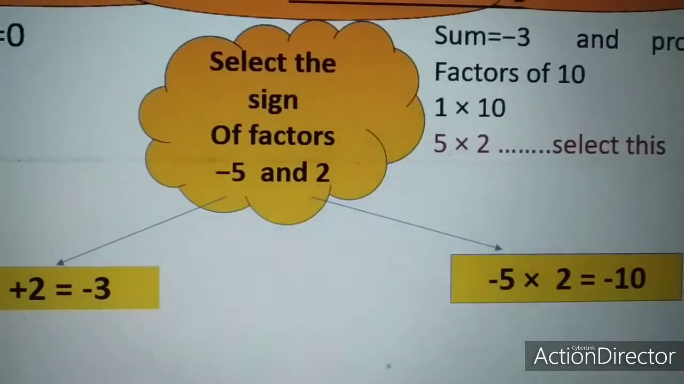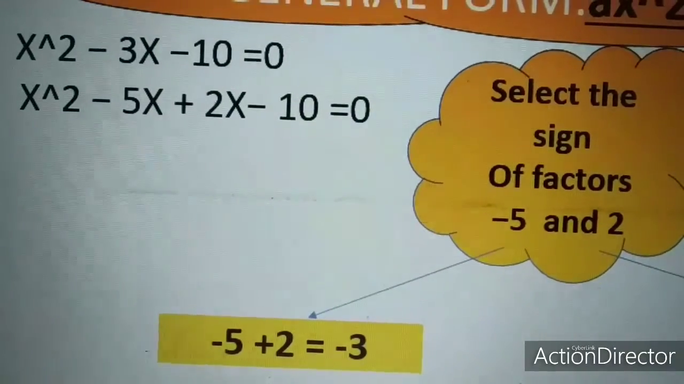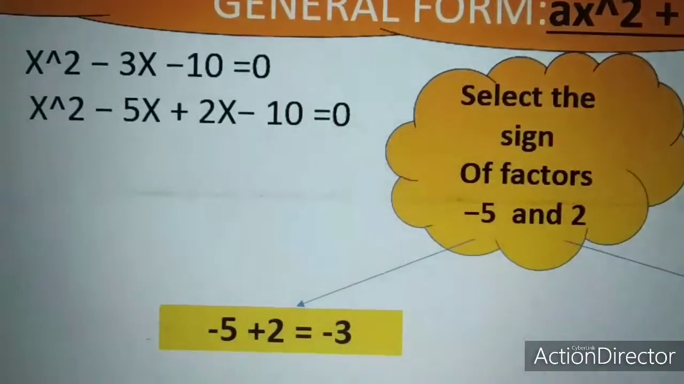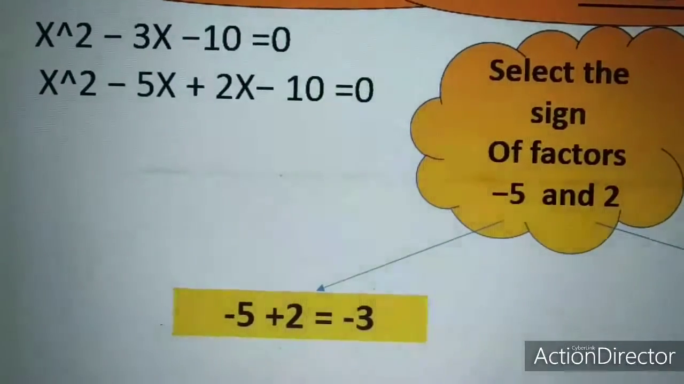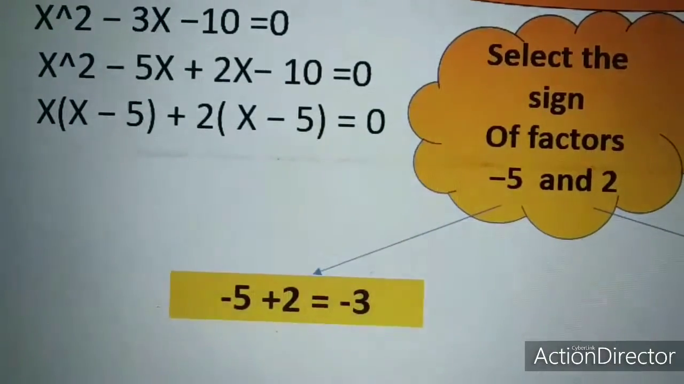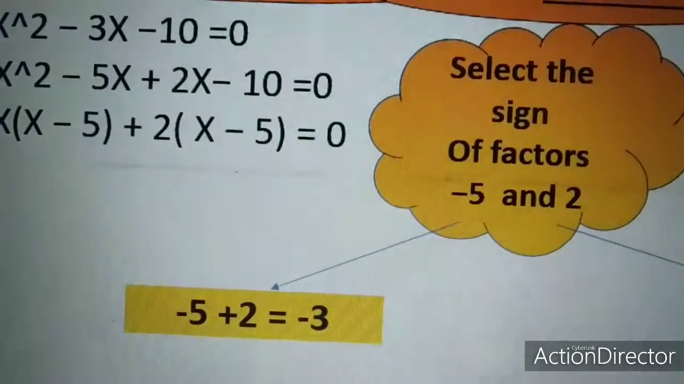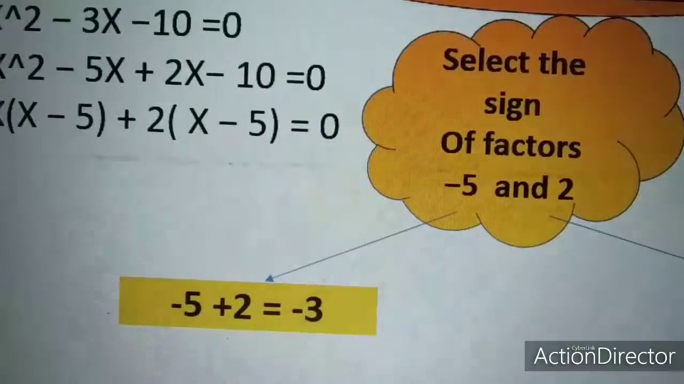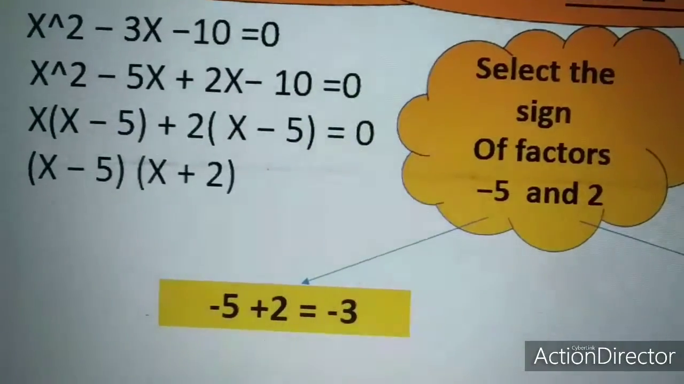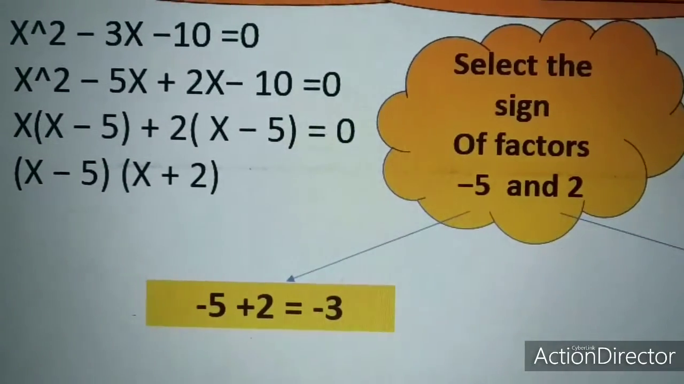Now let us split the middle term as x square minus 5x plus 2x minus 10 equal to 0. Now comparing the first two terms, x square and 5x, we have x common. So we take out x into x minus 5, and in the last two terms 2 is common, so plus 2 into x minus 5 equal to 0. So my answer will be x minus 5 into x plus 2.